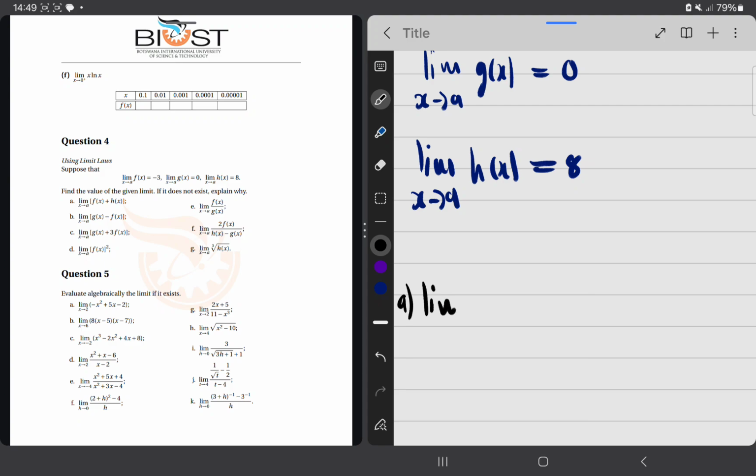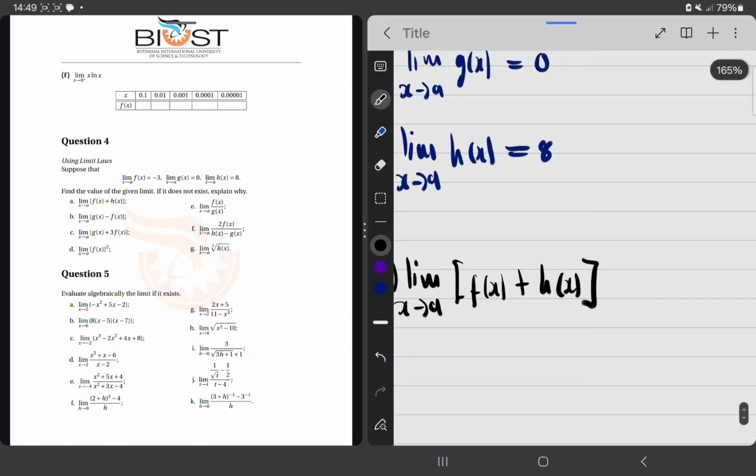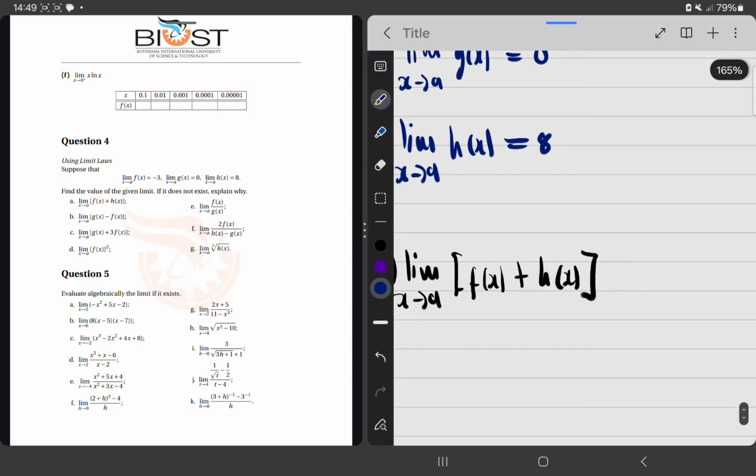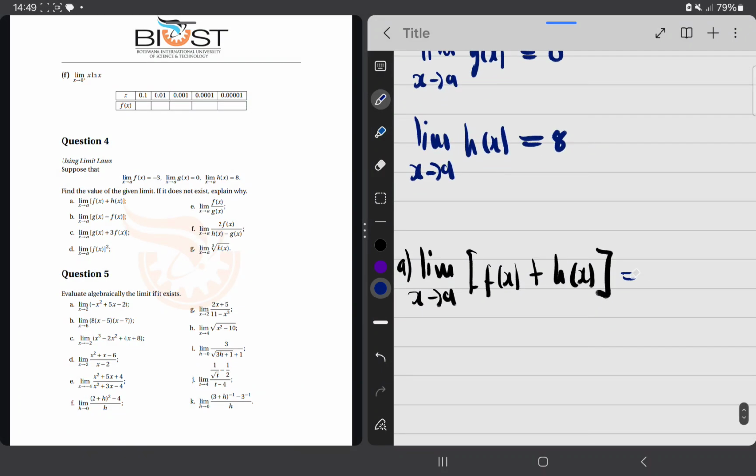So let's solve the limit as x goes to a of, in brackets, f of x plus h of x. They said we must solve, and if it does not exist, we should explain. So this is not even a problem. We know that there are things that make a limit not exist. Number 1 is if the denominator is becoming 0 and you have no way of fixing it. And number 2 is if you have the left and right hand limit and they are not the same.